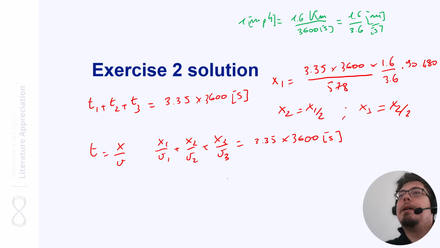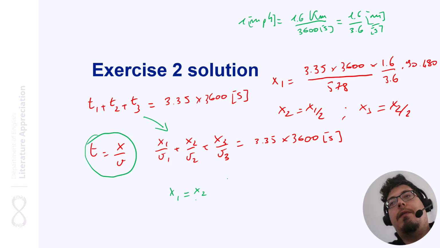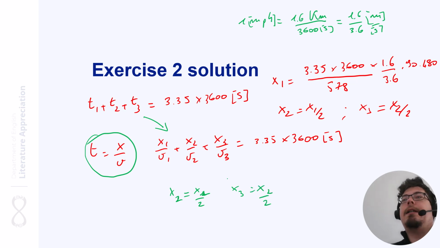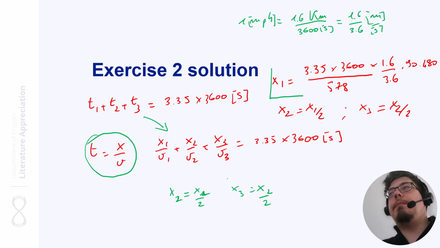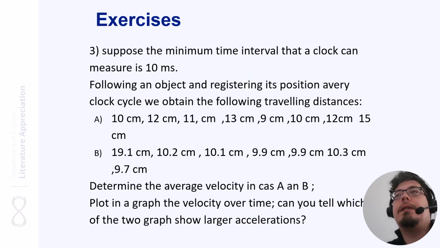So we have an equation for time. We use the known relation with time, space and velocity. We substitute this into the equation for time. We have an equation that can be solved if we remember that x2 is x1 divided by 2, and x3 is equal to x2 divided by 2 again. Because then it's an equation with only x1, which we find up here, and this is the solution of the exercise. Okay, so enough for this exercise number 2. Let's go to exercise number 3.